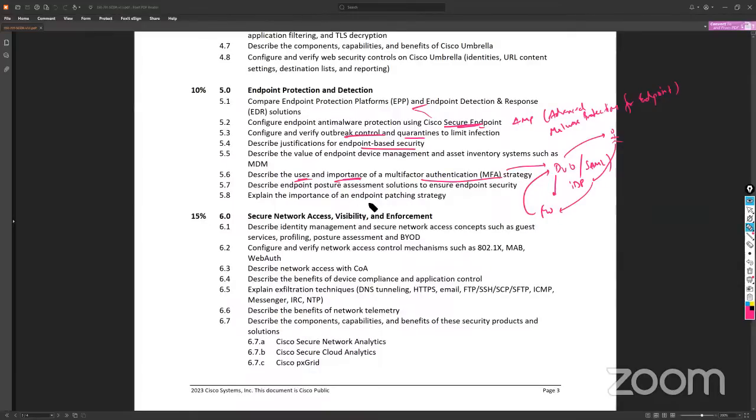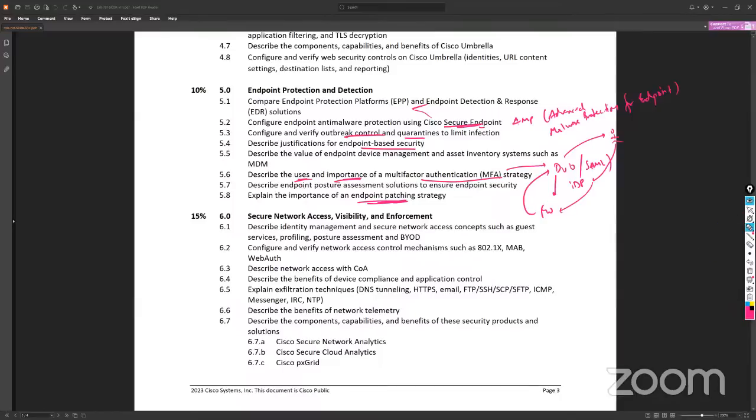Similarly, why is patching an endpoint important? Right, so they don't want you to understand how you would patch. How would you do something like Avasus or maybe an SCCM in a Windows environment to do patching solutions? They don't want you to do that, but they still want you to understand what that really is.